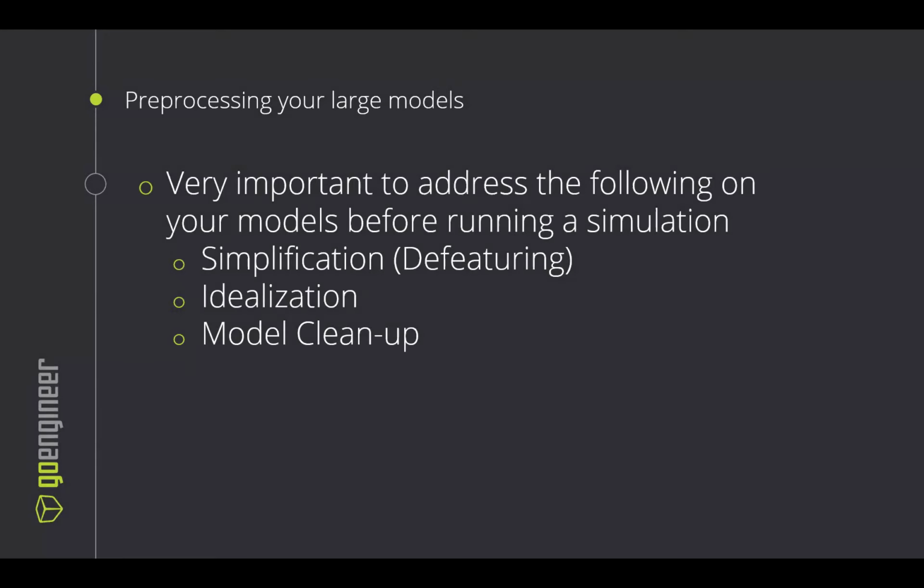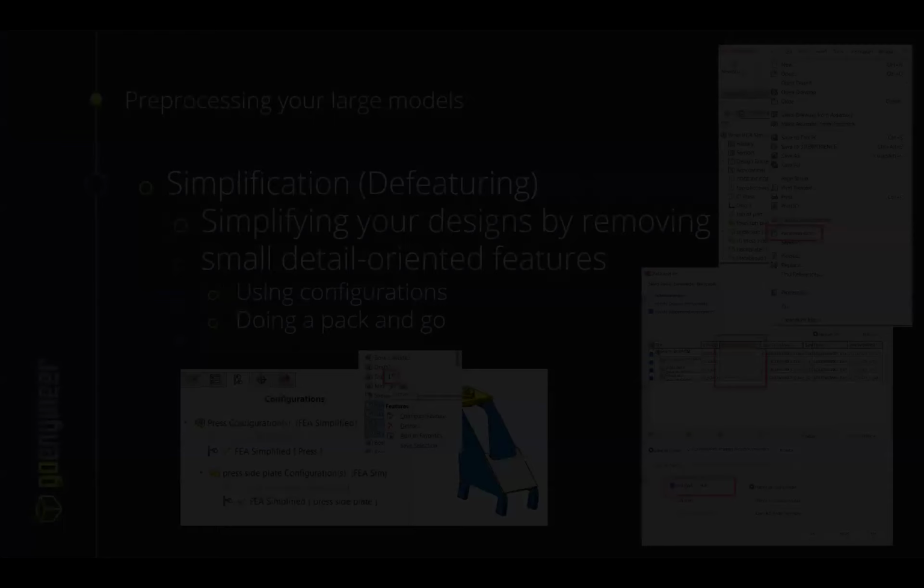There are three ways we can do that before even touching simulation. The first way is called simplification, or basically defeaturing your models, going in and deleting things that maybe you think aren't going to be participating in the response of the model, or suppressing features. The next thing is what we call model idealization. Model idealization is representing more complex geometry with simpler geometry. Simple as that. The last thing to consider is model cleanup. We'll talk a little bit more about these in this next segment.